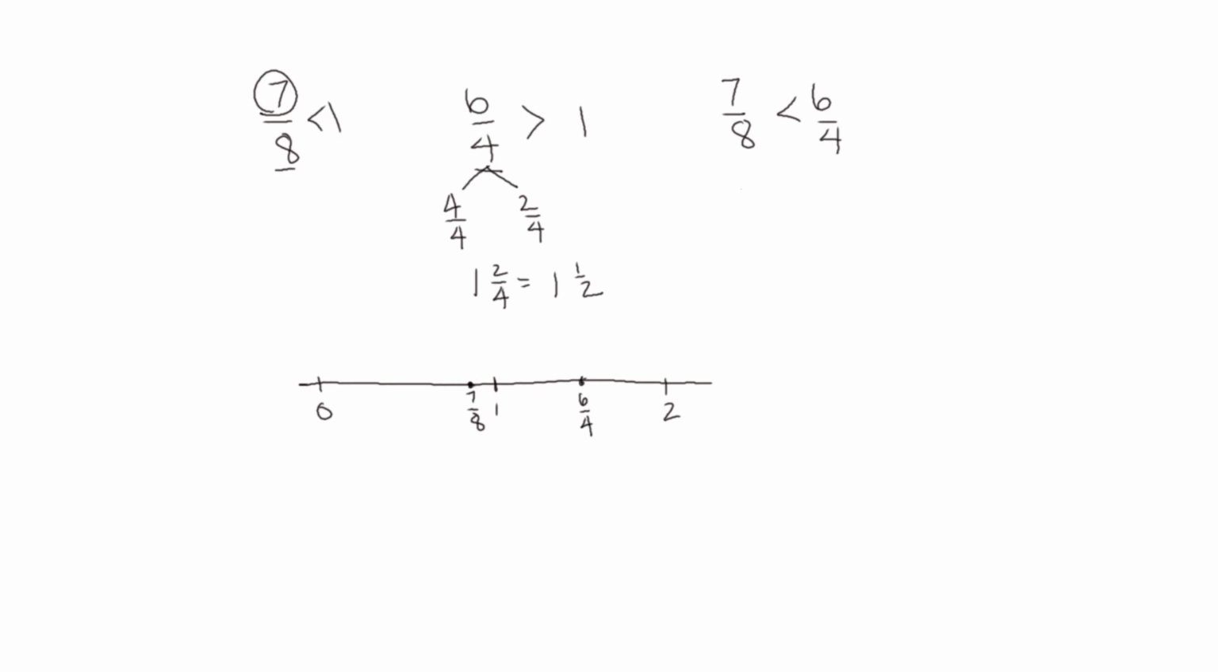And we could see that that shows us that 7/8 comes before 6/4 on the number line. So 7/8 is less than 6/4. Let's look at two more fractions.